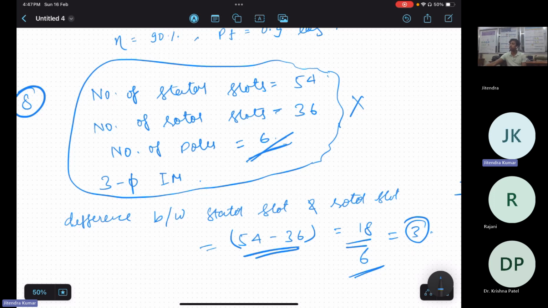Right? So such kind of problem you will also see in your assignment. Yeah, I think the same problem is there in the assignment, right? Yeah. So I hope you got the answer. Cogging is more prominent. Yeah. Cogging and crawling both are prominent here.